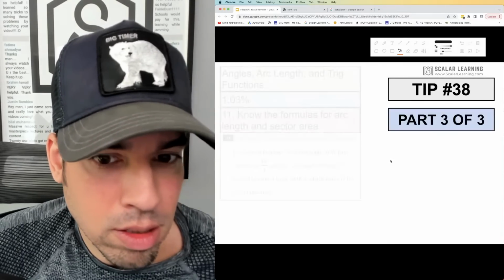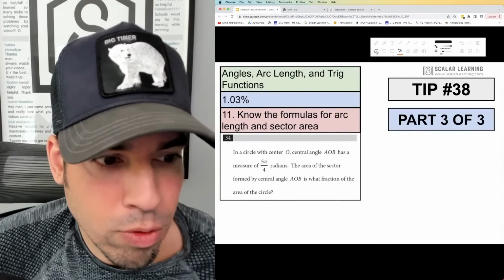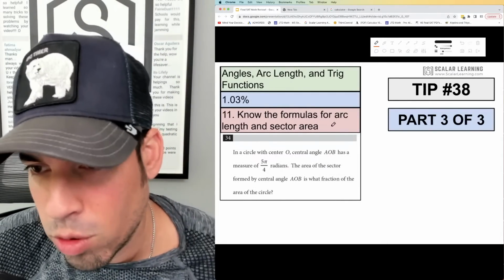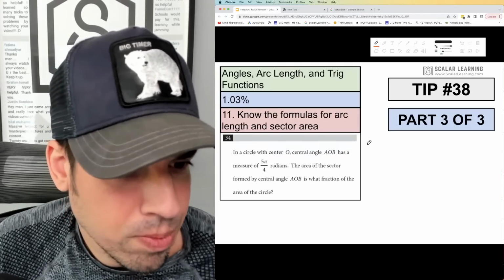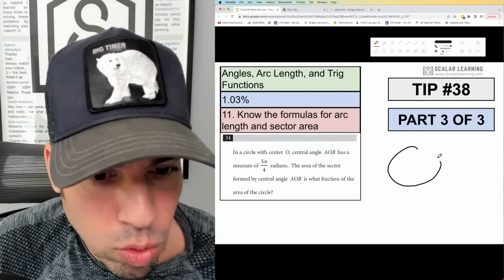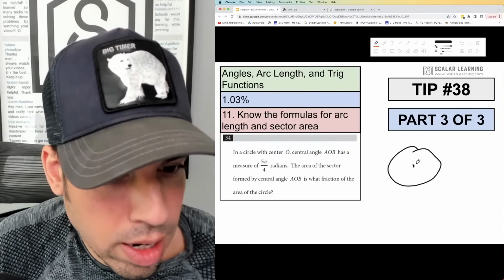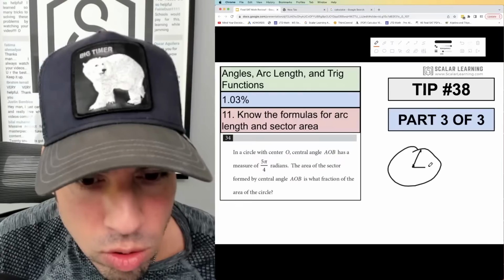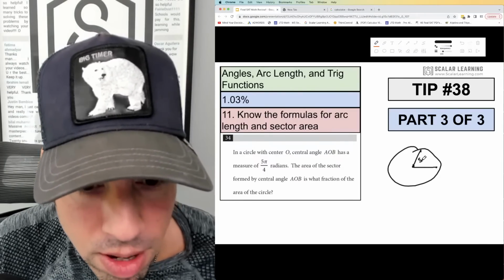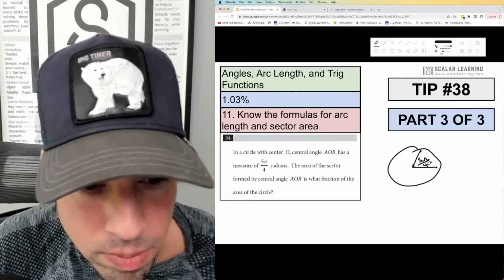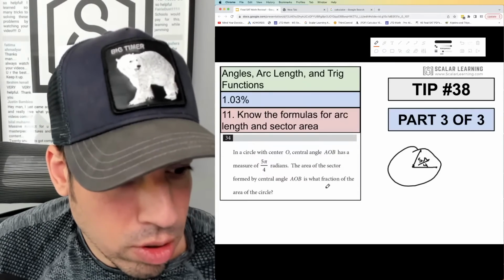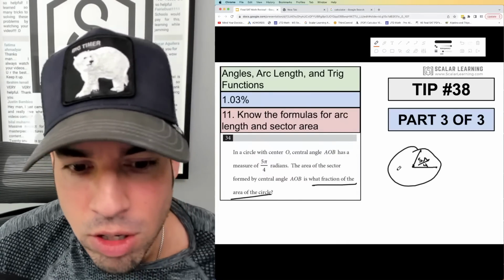All right, next. Know the formulas for arc length and sector area, which we talked about earlier in the video. So we got a circle with center O, and we've got a central angle in radians, 5 pi over 4. The area of the sector is what fraction of the area of the circle?